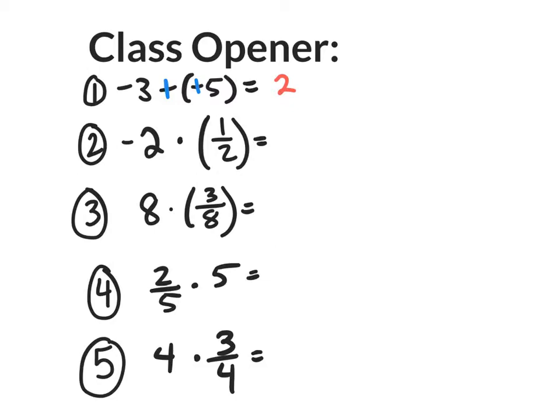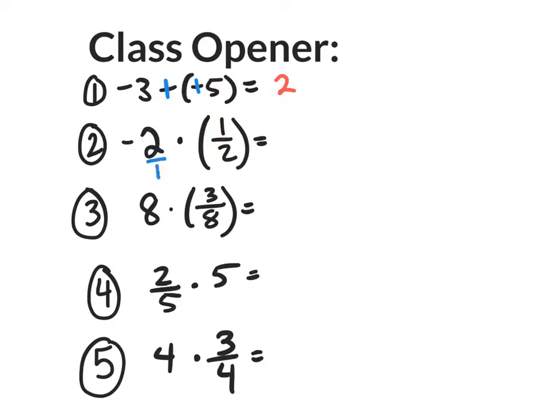Now if you look at numbers 2, 3, 4, and 5 on this class opener, they're all the same type of question. They're all related to the same concept, a very important concept that we need to know today when we start solving equations that have fractions in them. So the concept is, when you multiply a number by a fraction, how do we do that?